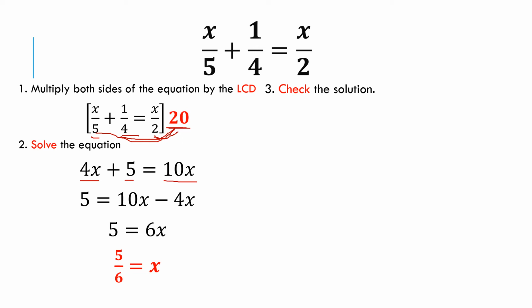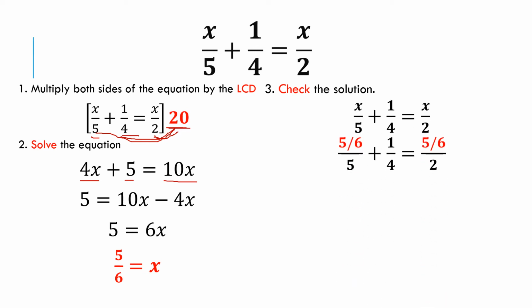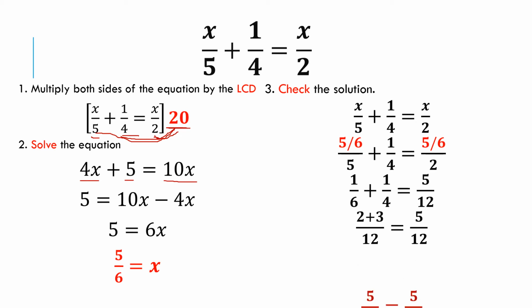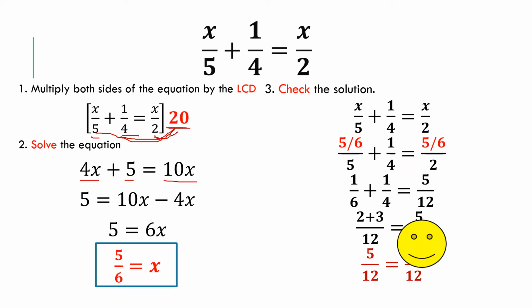So plugging 5 over 6 back into the original problem, we get 5 over 6 over 5 plus 1/4 equals 5 over 6 over 2. That turns into 5 over 12 equals 5 over 12, which checks out. So that means our answer is 5 over 6.